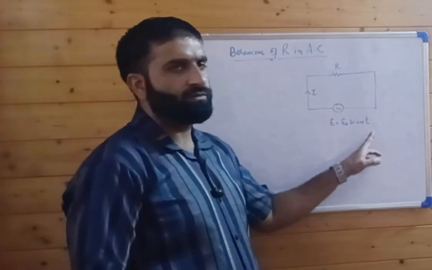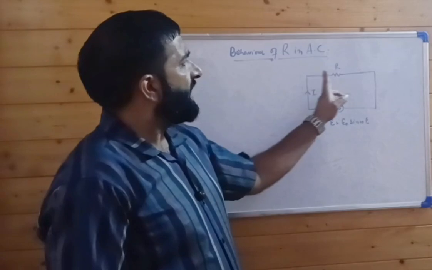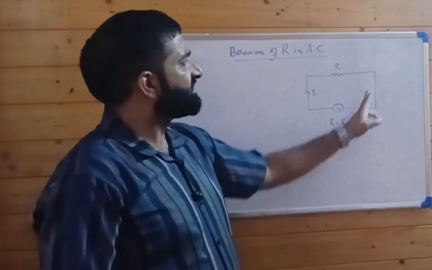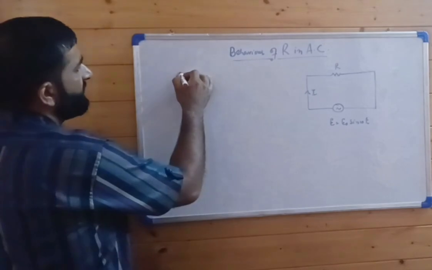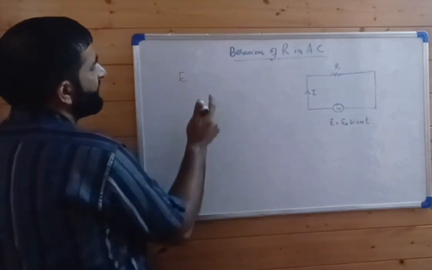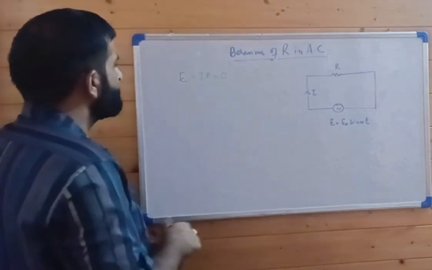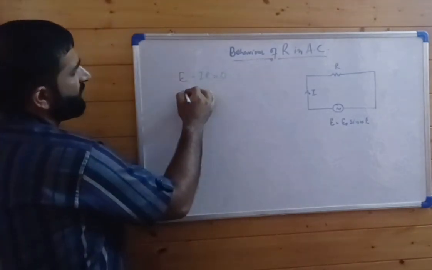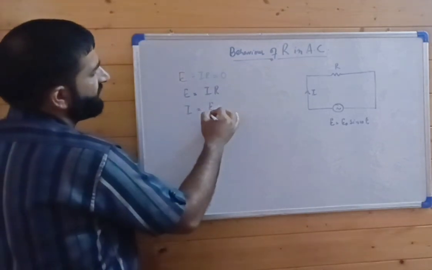E is equal to E0 sine omega t, and R is the resistance of the resistor here. So according to Kirchhoff's law, when the circuit is complete, the current I flows in it, and according to Kirchhoff's law, E will be equal to IR, or we can say E minus IR is equal to 0. Now we have that E is equal to IR. From that, I will be equal to E divided by R.